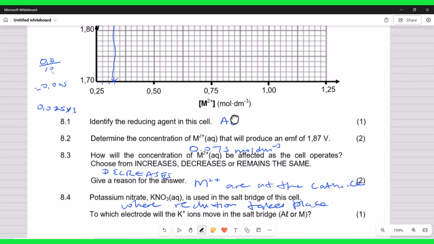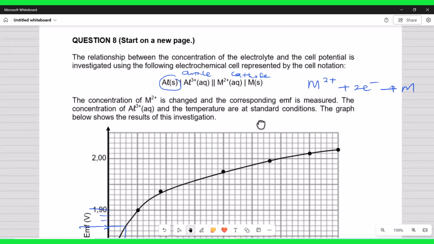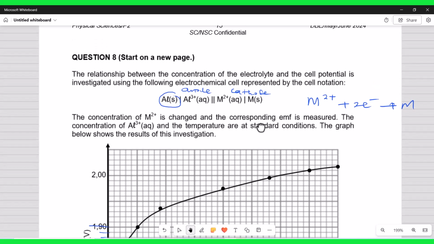Next question. Potassium nitrate is used in the salt bridge of this cell. To which electrode will the potassium ions move in the salt bridge? Choose from aluminium or M. Now the potassium ions are positive ions. Where they should go must be a place with an excess of negative ions. I repeat, the potassium ions are positive ions, so the cell where they should go should have a deficiency of positive ions, or an excess of negative ions.